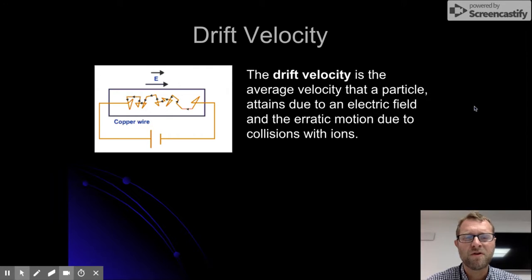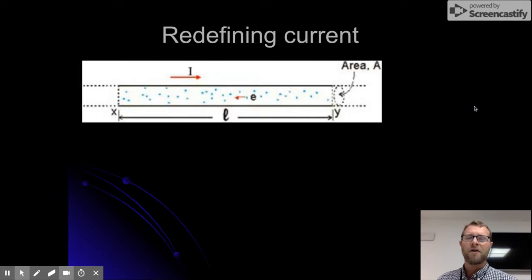Remember, drift velocity is the average velocity a particle attains due to an electric field. And this includes the kind of random motions which are included with collisions of ions. So we've defined drift velocity in the past. It's the motion of electrons. Now, I'm going to use drift velocity to redefine current, and this is going to help us in our next step.